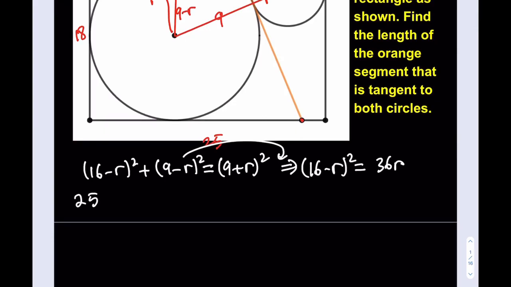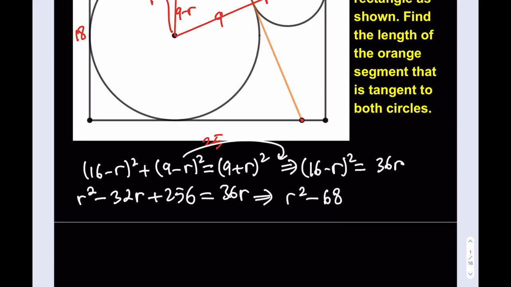And I can actually go ahead and write the r squared first to make it a better quadratic. So it's going to look like r squared minus 32r plus 256 equals 36r. And if I just go ahead and put 36r on the left hand side, then I'll be getting r squared minus 68r plus 256 is equal to 0. Okay, now how do you solve this problem? You can use the quadratic equation, but you can also consider factoring since this one is factorable.